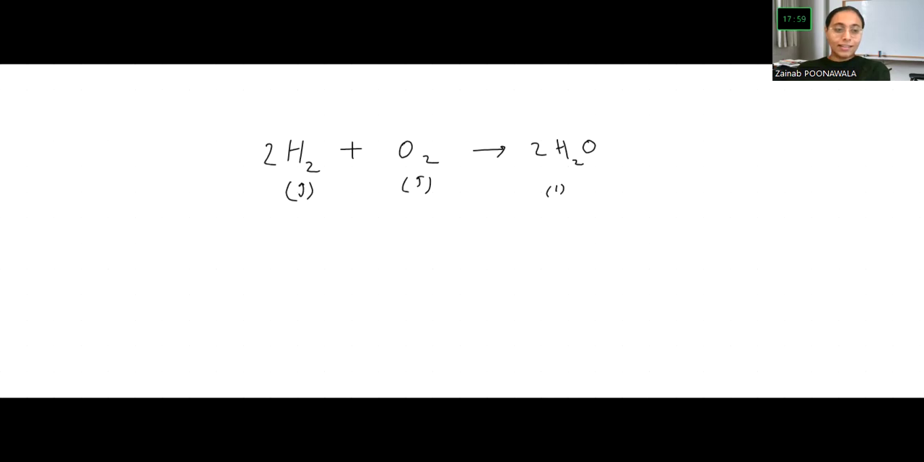It is a chemical reaction. That's right. It is a chemical reaction. And why do you think it's a chemical reaction? Yes, because the chemical properties of hydrogen as well as oxygen gas change, and a completely new product with entirely different chemical properties is produced.